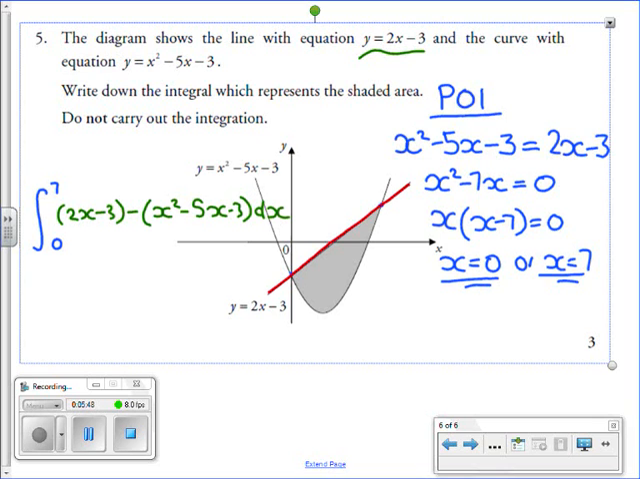We're going to just tidy that up now. So the limits are 7 and 0, and I've got 7x take away x squared, and the 3's cancel out, so that's it with respect to x. We don't have to carry out the integration for this question. So that's our final answer.